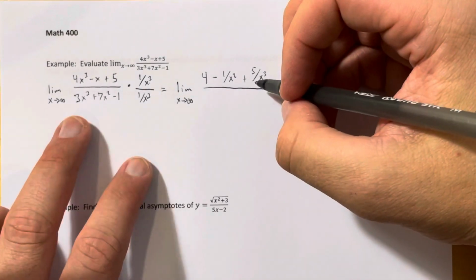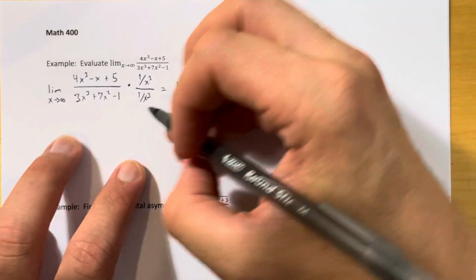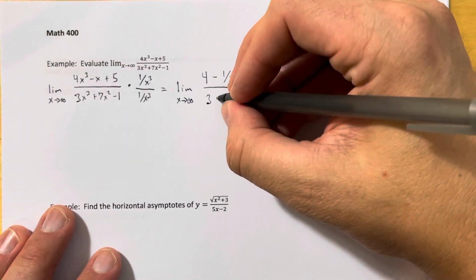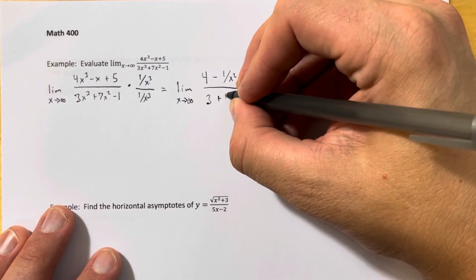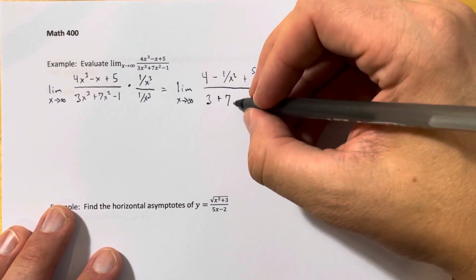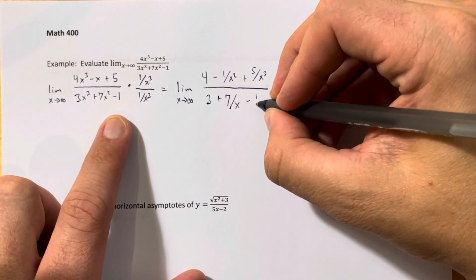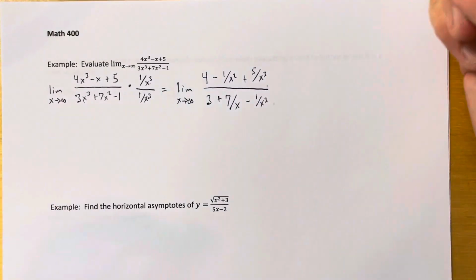Down here, when I multiply 1 over x cubed to my 3x cubed, I'm just going to be left with 3, plus 7x squared times 1 over x cubed would be 7 over x, and then finally minus 1 over x cubed. That's what I would get.